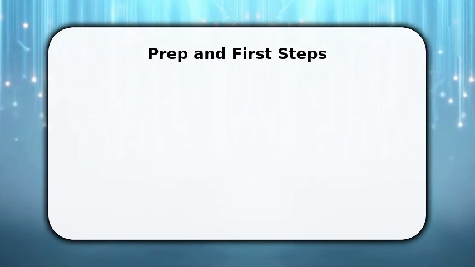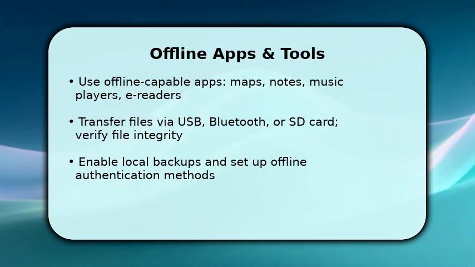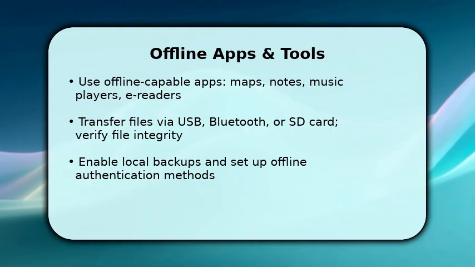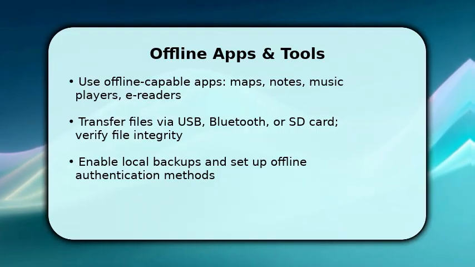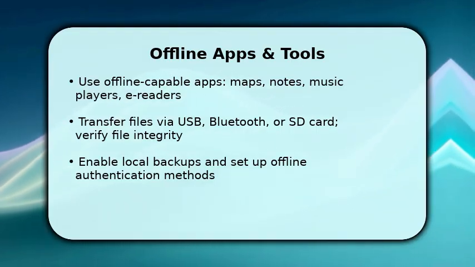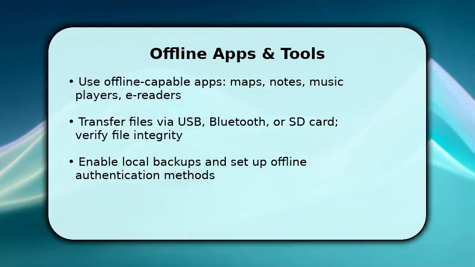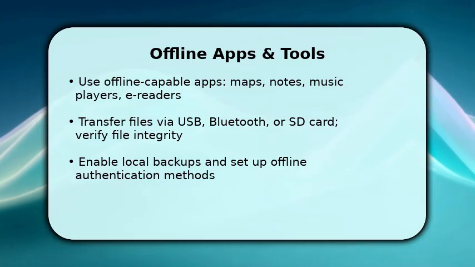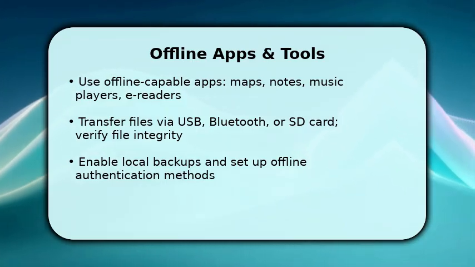Next, configure tools that function entirely offline. Install and set up offline maps, a local note app, music and podcast players, and an e-reader. Sync content beforehand. Transfer remaining files via USB cable, Bluetooth, or insert an SD card, then confirm files open correctly.